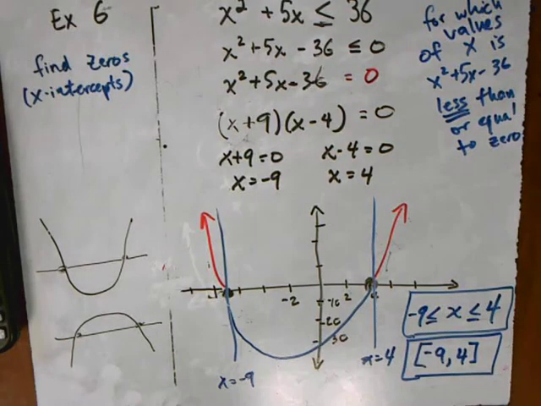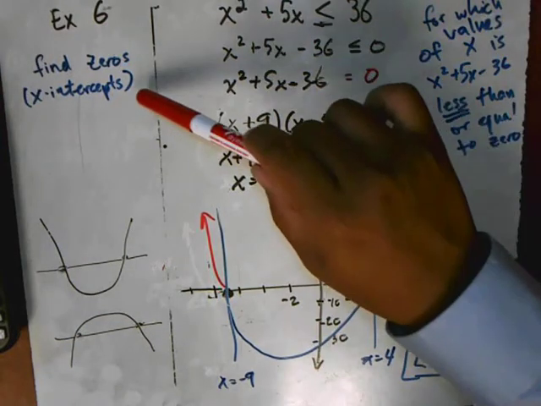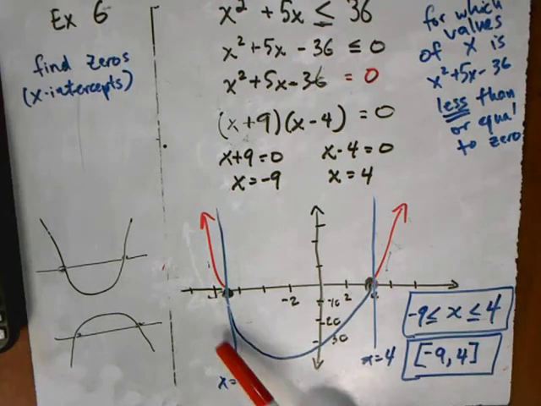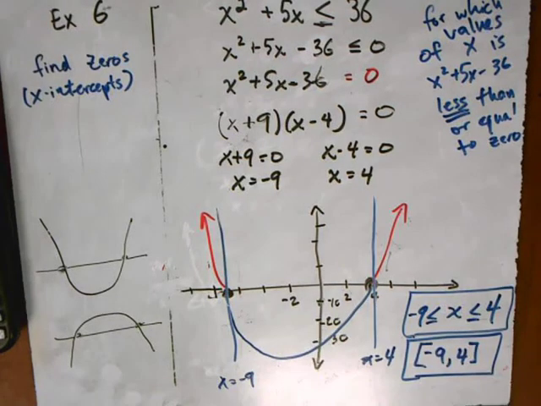And so there you go. We have another example of solving an inequality. And again, our goal here is really just to find the x-intercepts, and then use the graph to help us identify the parts where it is actually below 0.